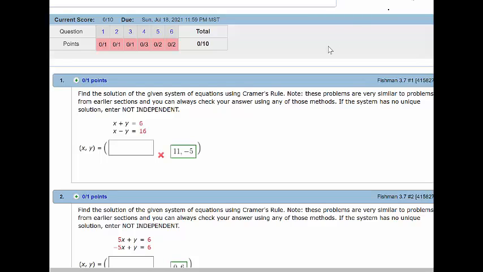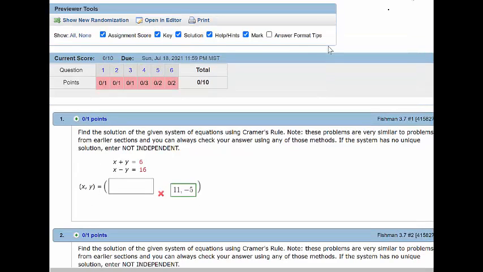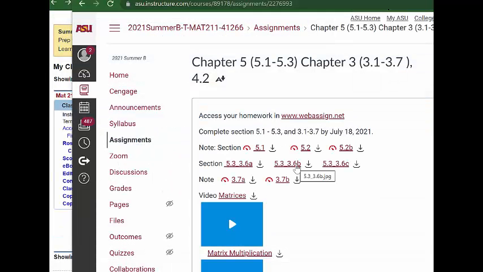So you may now work on the homework questions and let me know if you need any help on these sections, especially the ones we did from chapter 5, chapter 3, and one more section 4.2. I can keep it for Thursdays, okay.